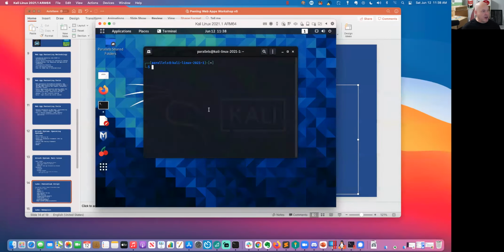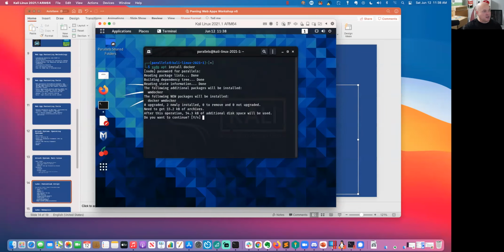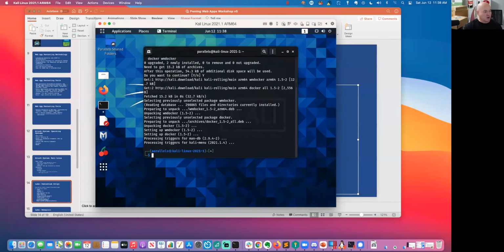And the nice thing about this is that it creates a host name for all your applications, as well as a unique IP address. So you can have several applications running at once. Like if you wanted to run a scan against multiple IP addresses, then you can do that. So that kind of makes it nice.